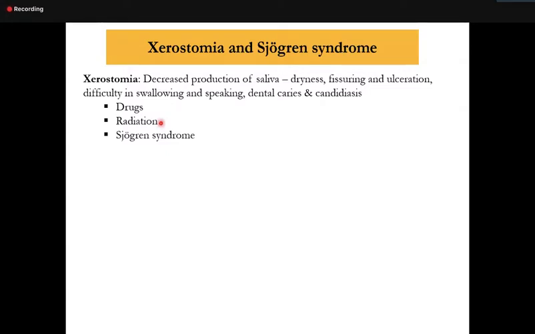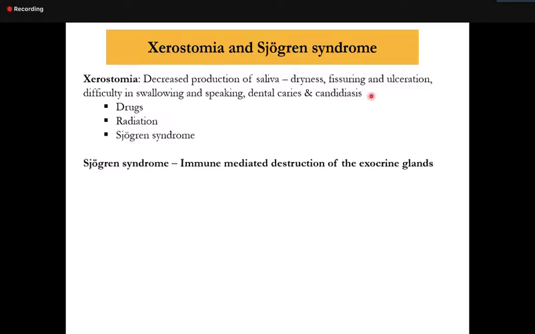Then it can lead to dryness of the mouth. And when there is xerostomia, there will be decreased production of saliva. It will lead to dryness, fissuring and ulceration of the oral mucosa and tongue, and it will lead to difficulty in swallowing because this is normal function of saliva to lubricate, to digest, to work as an antiseptic. It has IgA, it has lysozymes, so it has protective effect. So as a result, there will be difficulty in swallowing. And there may be dental caries and candidiasis-like infections.